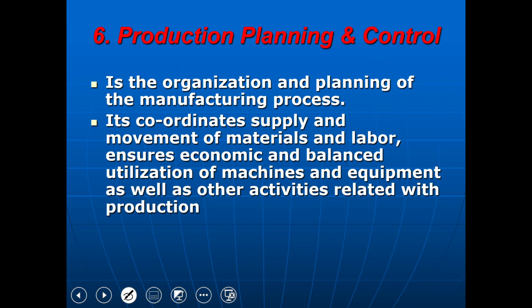So when we know the product order from the customer, we can make a coordination to organize the material levels, to ensure the economic balance, utilization of machines and equipment, as well as other activity related to production. So we can make a just-in-time system: the right material volume for the right production quantity, and then the right manpower based on the order from the customer.